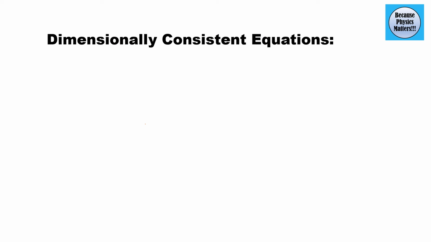Now one more thing I want to discuss with you, that is dimensionally consistent equations. So what is the meaning of that? The meaning is, in an equation the dimension of each term must be the same. So your equations must be dimensionally consistent, otherwise the equation is not correct. So you have to check the dimensions of the equations.